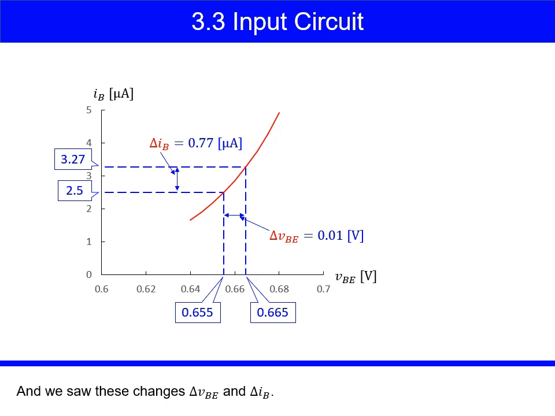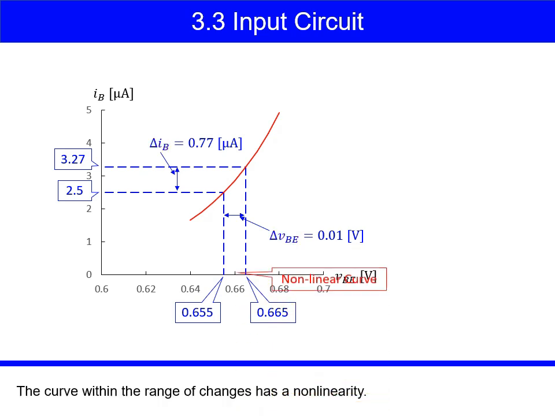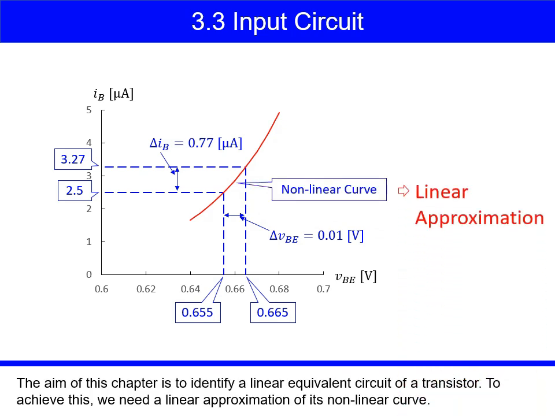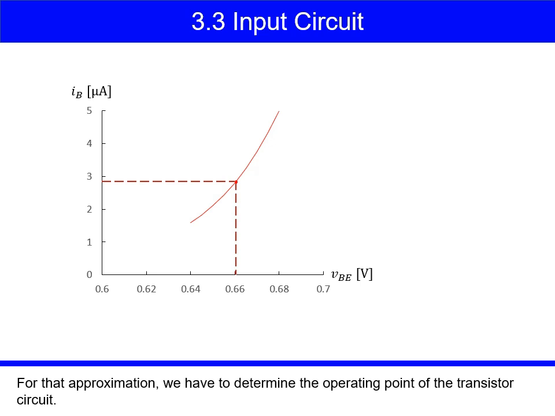And we saw these changes, delta VBE and delta IB. The curve within the range of changes has a nonlinearity. The aim of this chapter is to identify a linear equivalent circuit of a transistor. To achieve this, we need a linear approximation of its nonlinear curve. For that approximation, we have to determine the operating point of the transistor circuit.